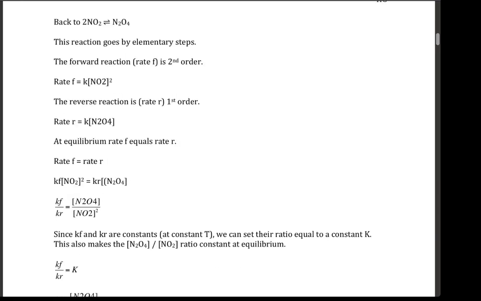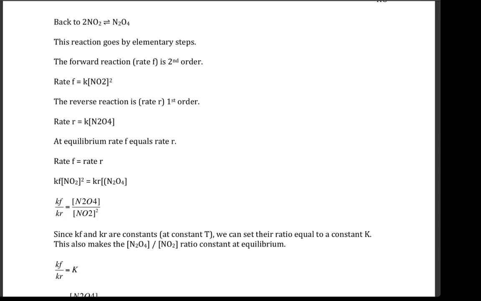Alrighty, so back to the 2NO2 in equilibrium with N2O4 reaction. This reaction goes by elementary steps. Remember what that means from our kinetics chapter. An elementary step is one that goes exactly as it's written. So the forward reaction is 2NO2 reacting. That is, two NO2s have to come together to react.